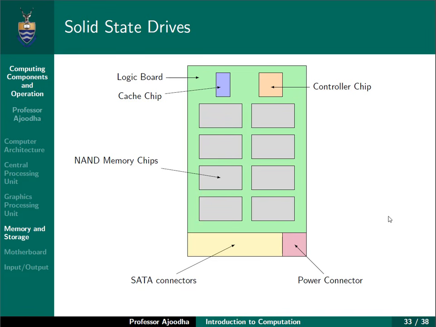Okay, right, so where was I? Okay, so I was talking about these solid state drives. So an alternate for hard drives is the solid state drive. And in a solid state drive, we've got something called a logic board. That's the green thing that you see here. It's where all of the different components of the solid state drive actually sit.